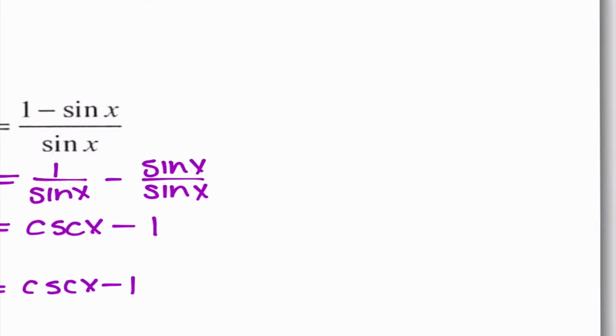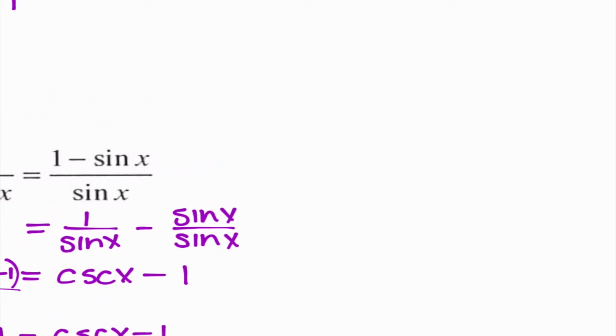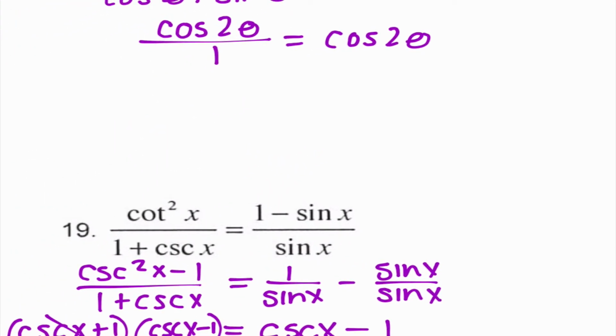And I kind of left it just like that, and my goal is going to be now to get the other side of the equation to look like that. So on the left side of the equation, I noticed cotangent squared is one of our Pythagorean identities. It's cotangent squared plus 1 equals cosecant squared. So I replaced cotangent squared with cosecant squared minus 1.